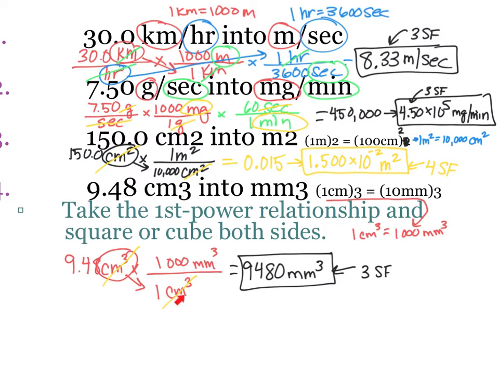Centimeters need to be divided by centimeters so they can cancel out. And then I put what I'm solving for in my numerator. 9.48 times 1,000 divided by 1, and I come out with 9,480. I can leave it as such because this number only has 3 sig figs.